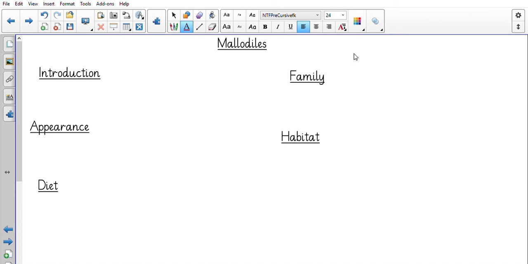Okay, so think really carefully about how you're going to set your work out. Think carefully about your handwriting as well, Year 4. And once you think you've finished, remember you need to go back and check to proofread and edit your work. I can't wait to read them.